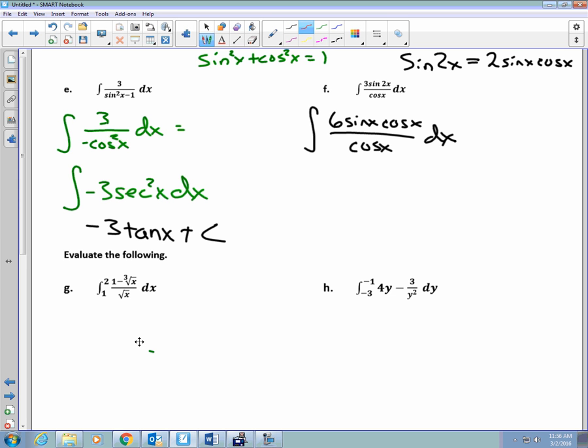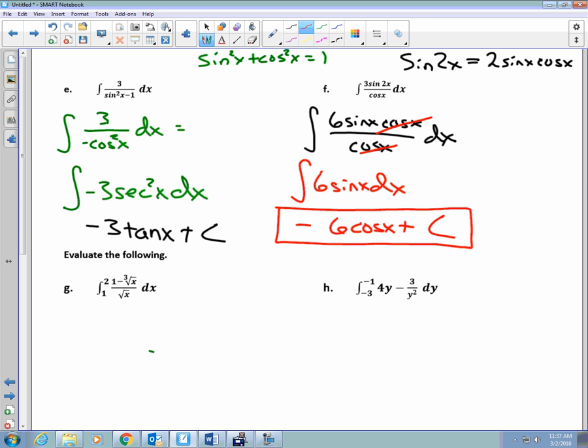So what happens? Cosines go away, so we have the integral of 6 sine of x dx. What's the antiderivative of sine? Negative cosine. So this will be negative 6 cosine of x plus c.